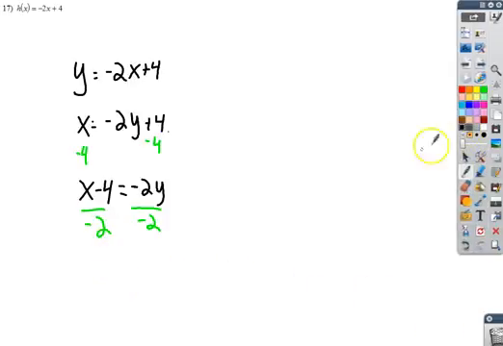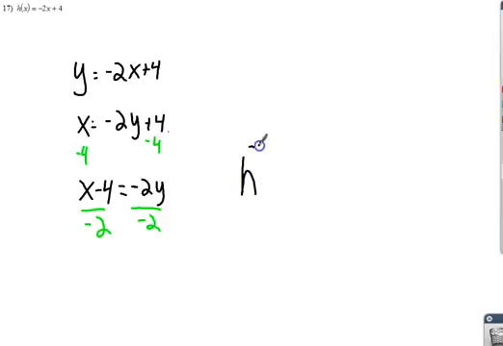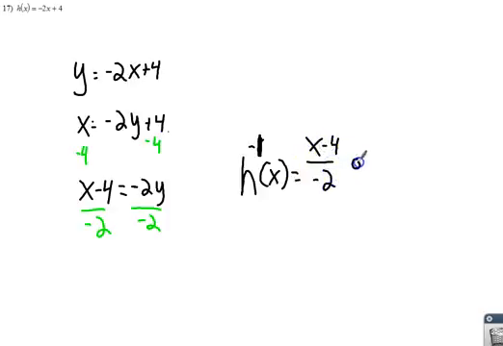Now remember, our inverse notation is h to the negative first power of x. You could have this, or if you felt so inclined to be fancy, you could divide out the negative to both terms and get the following.